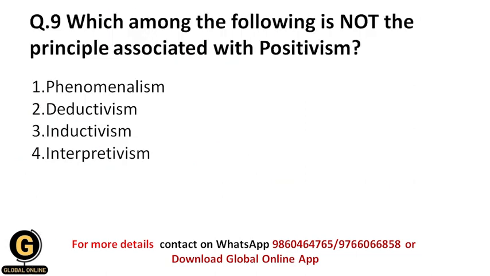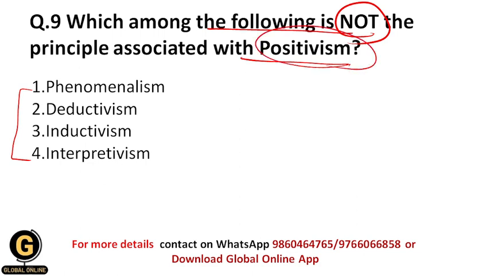Okay, which among the following is not the principle associated with positivism? So among these principles, which is the principle which is not associated with positivism? Earlier in this video we have seen what is positivism, right? So positivism basically relies on the observable facts, and we measure those observable facts, and we rely on proper evidence, and based on this evidence we get our results. So this is nothing but positivism.